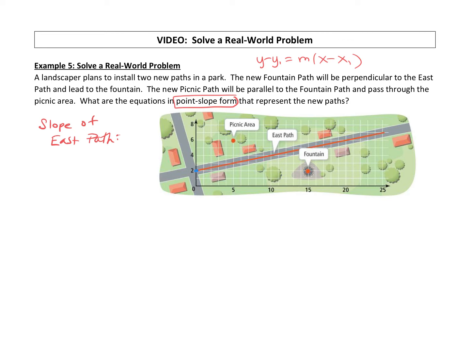So here's a nice exact point. That ordered pair is (0, 2). Then if I follow along, I can see we're crossing at another good point right there, which has the ordered pair (5, 3). So our slope formula, y2 minus y1, so 3 minus 2 over x2 minus x1. 3 minus 2 is 1, 5 minus 0 is 5. So the slope of the east path is 1/5.